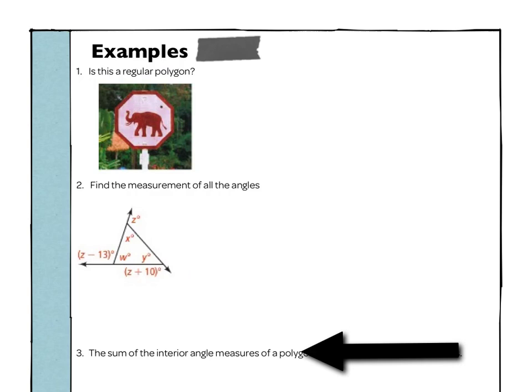So now it's going to be 180n minus 360 equals 1080. Add 360 to both sides. I'm going to get 180n equals 1440. Divide both sides by 180. And it's going to equal, believe it, 8. Yes. So that means that this is an octagon, and it has 8 sides. And that's it.